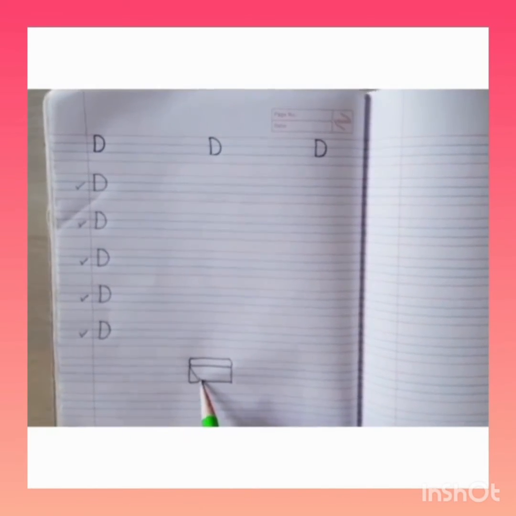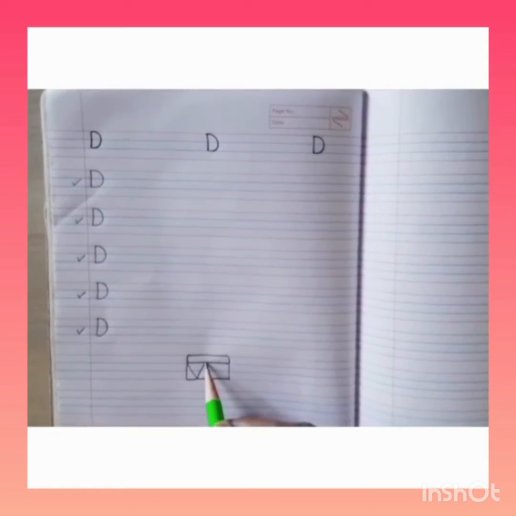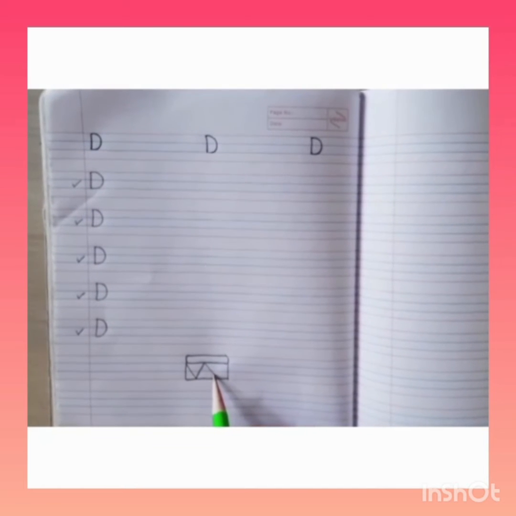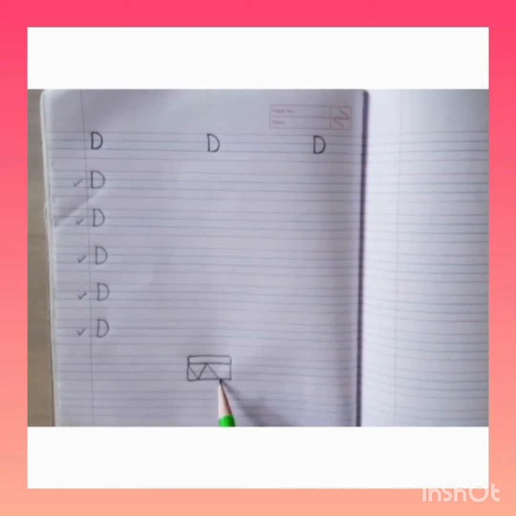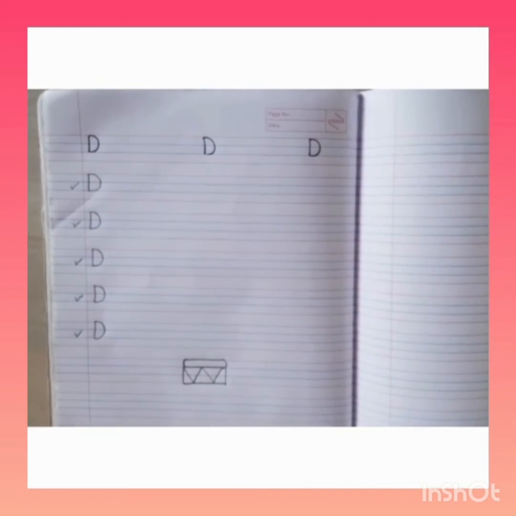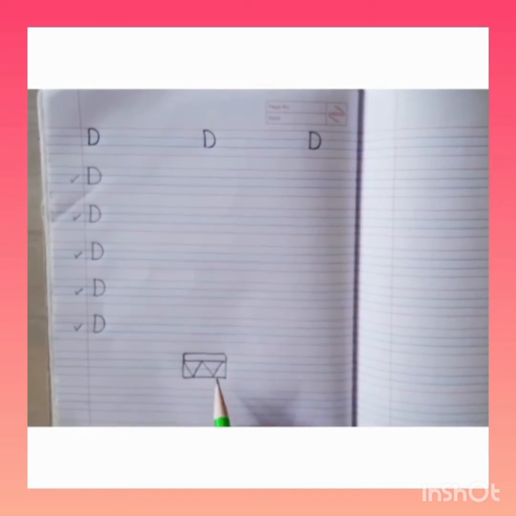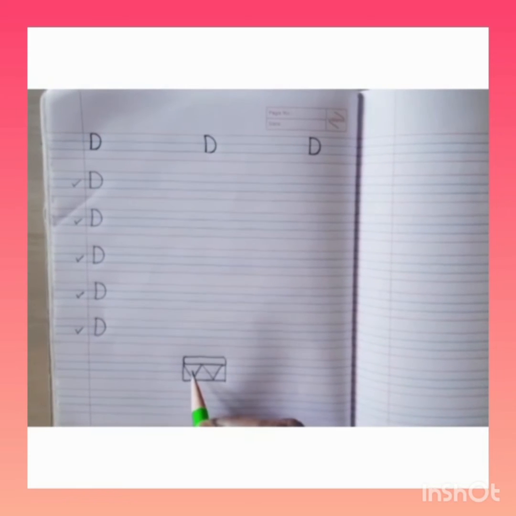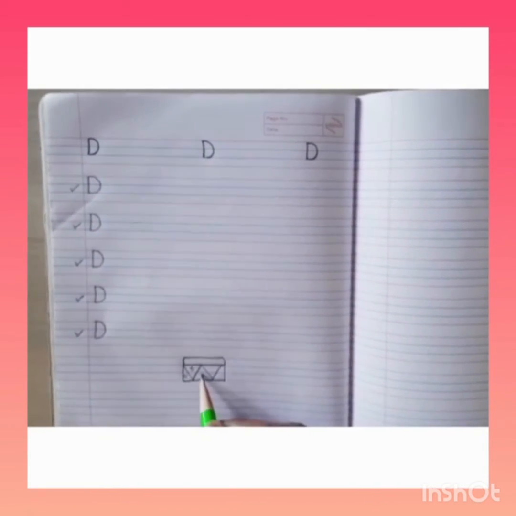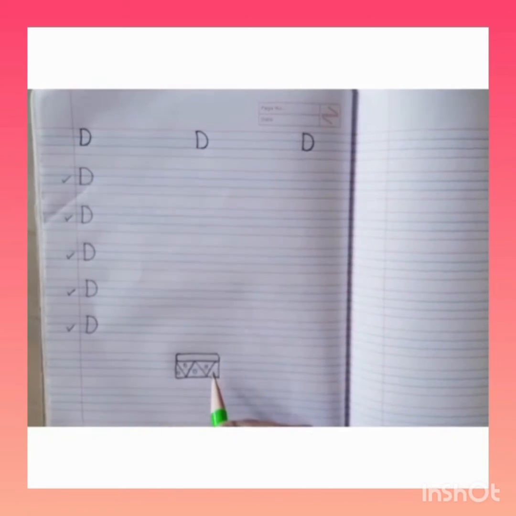Go up with slanting line and touch the up line. Again come down with opposite slanting line and touch the down line, and again go up with a slanting line and touch the up line. Now in these gaps we are going to make small circles like this. Don't make very big circles.